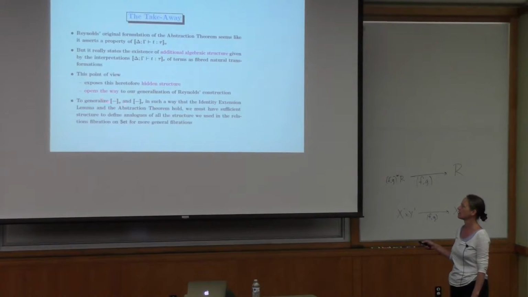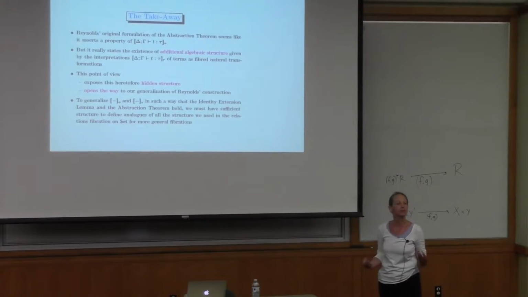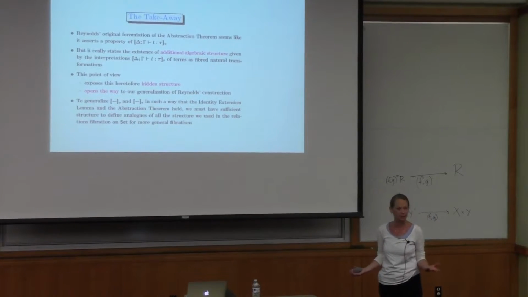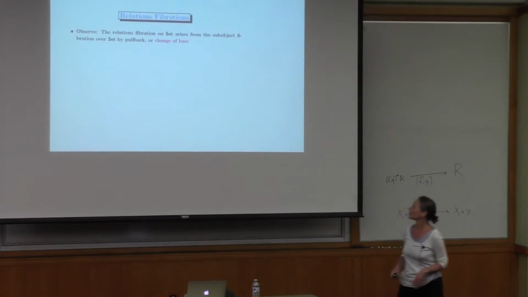I want to generalize this object interpretation and relational interpretation in such a way that the identity extension lemma and the abstraction lemma hold. That's the whole point. It's not a very good generalization if the main theorems don't hold. Okay, so we want that. And that means you have to have enough structure to make sure you can set things up to even be able to talk about the things you want to hold. If you can't talk about them, they definitely don't hold, right? Okay, so that's what I want to do.